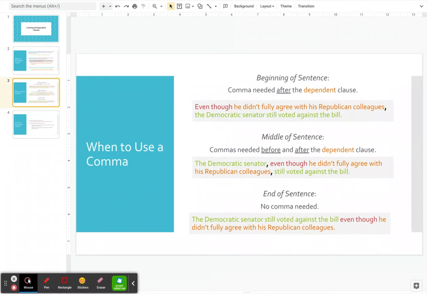Now, the issue is, when do we use commas with dependent clauses? If the dependent clause is at the beginning of the sentence, you must put a comma after the dependent clause. Even though he didn't fully agree with his Republican colleagues, comma, the Democratic senator still voted against the bill. If a dependent clause is in the middle of the sentence, you need a comma before and after the clause to offset it. The Democratic senator, comma, even though he didn't fully agree with his Republican colleagues, comma, still voted against the bill. If the dependent clause is at the end of the sentence, no comma is needed.